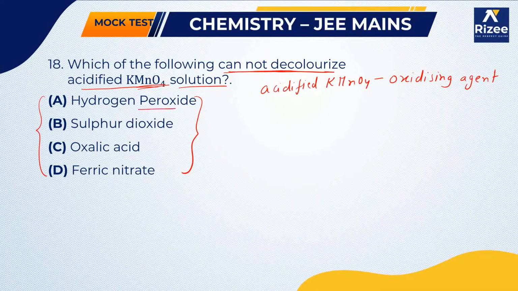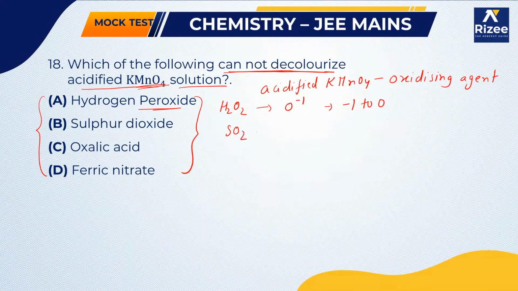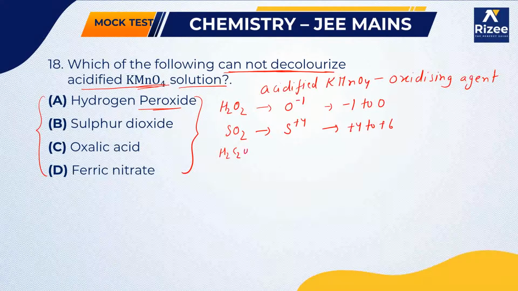So first of all, in hydrogen peroxide H2O2, what is the oxidation state of the central atom? Here oxygen is in the -1 form, so it can change from -1 to 0, which means it can be oxidized. Next, for sulfur dioxide SO2, sulfur is in the +4 oxidation state, so it can be oxidized to the +6 oxidation state. Next, oxalic acid is H2C2O4. Here the oxidation state of carbon is +3 and it can be oxidized from +3 to +4.